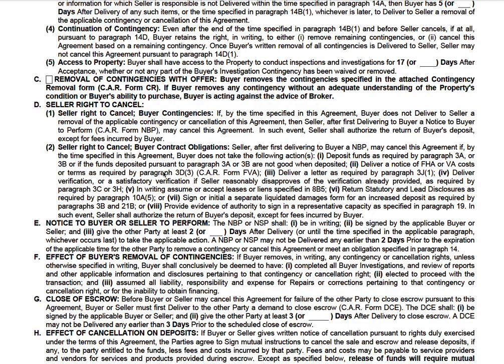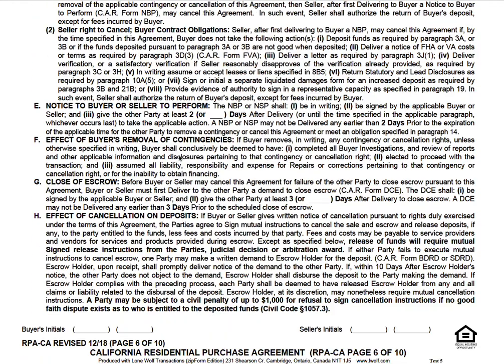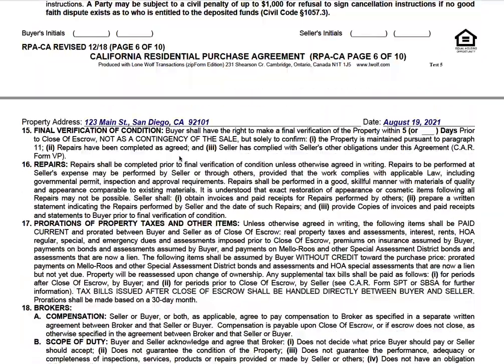All right, seller right to cancel. Basically, if the buyer breaches, the seller can cancel with a notice of reform. All boilerplate verbiage.